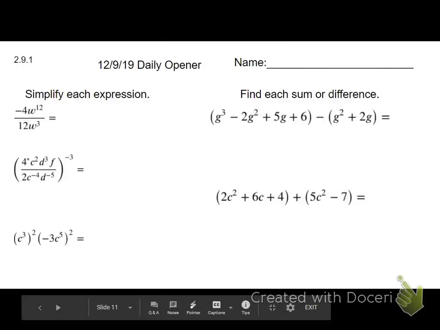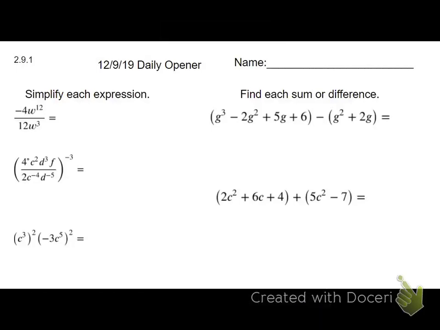Okay, so today's opener is just a review of the lessons that we did last week, 7.1 and 7.2, that you guys took a quiz over on Friday. So the first part we're going to look at is simplify each expression. We're going to simplify each expression by either multiplying or dividing.